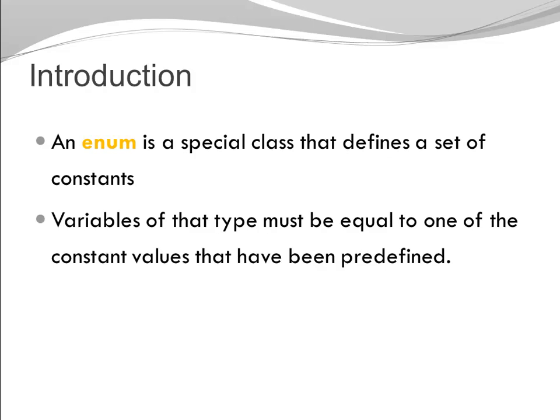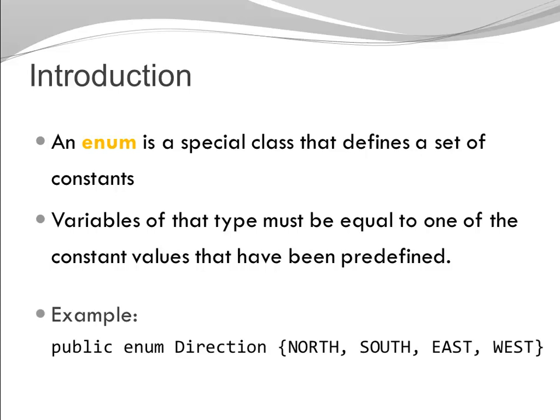An enum, or enum type, is a special class that defines a set of constants. Variables of the type must be equal to one of the constant values that have been predefined. Let's look at an example.